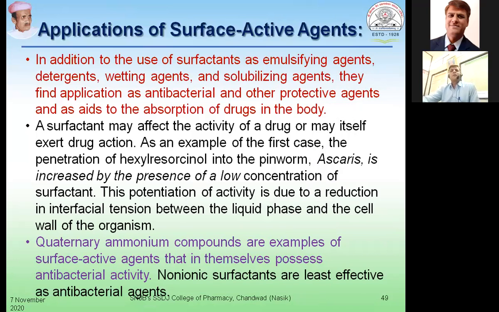Even quaternary ammonium compounds are examples of surface active agents that in themselves possess antibacterial activity. There are various examples of quaternary ammonium compounds which are antibacterial agents. They are used in various dosage forms.